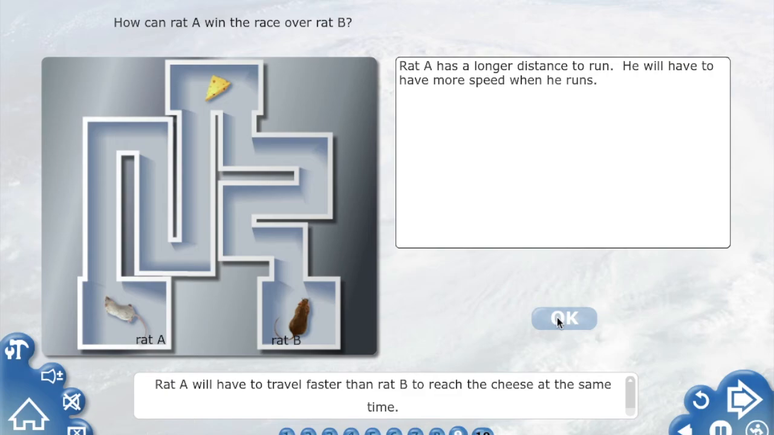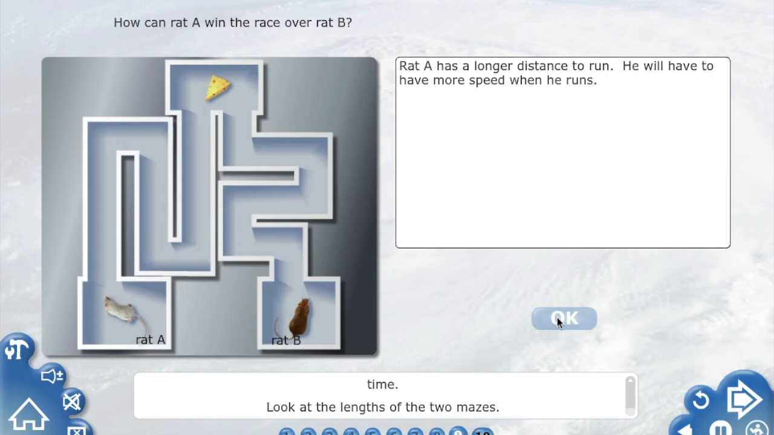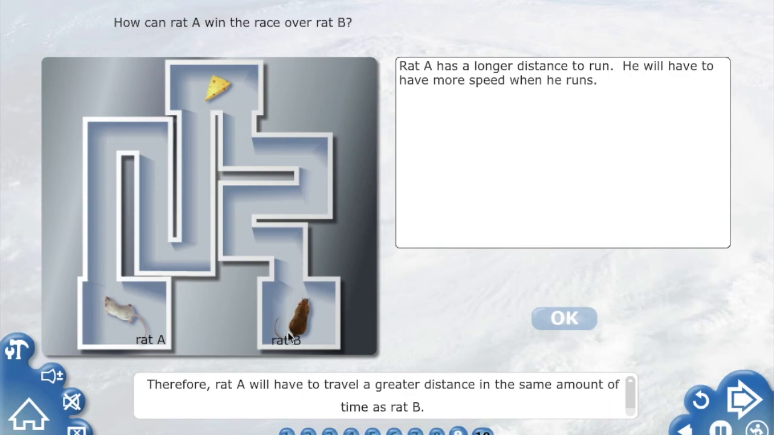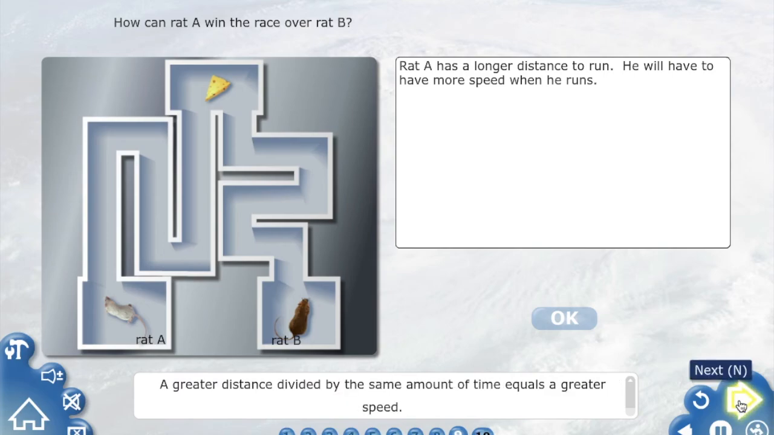Rat A will have to travel faster than rat B to reach the cheese at the same time. Look at the lengths of the two mazes. Rat A has a longer maze to travel. Therefore, rat A will have to travel a greater distance in the same amount of time as rat B. A greater distance divided by the same amount of time equals a greater speed.